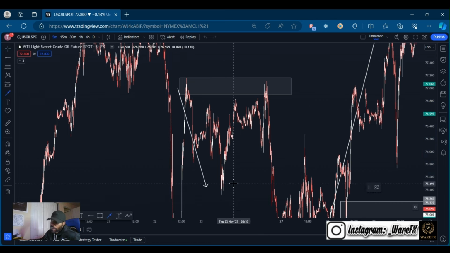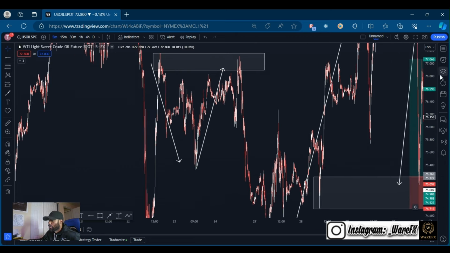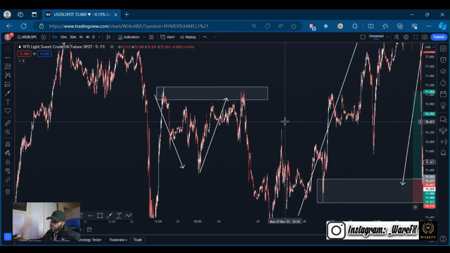Boom. Comes back to our zone. Boom. It's another one of these beautiful trades. So you know it's a beautiful trade when it does stuff like this. I'm about to break it down to you.